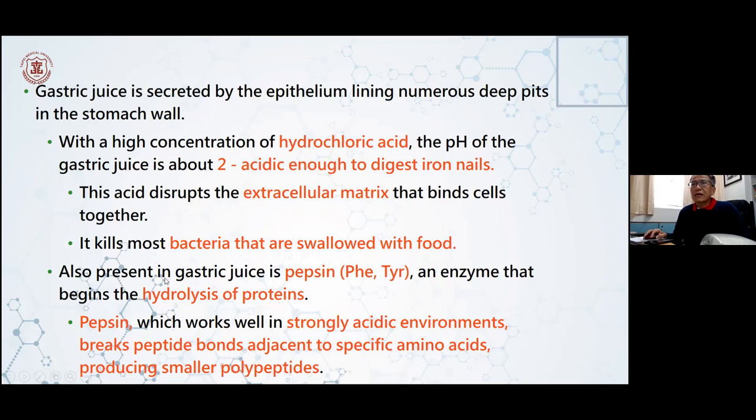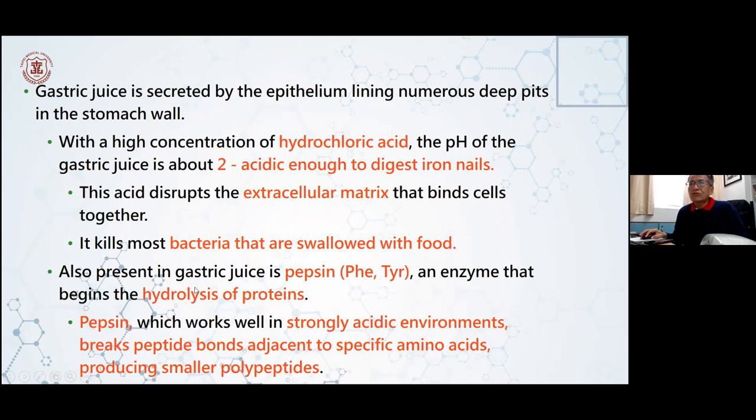In the gastric juice, there is an important enzyme called pepsin. Pepsin is a protease. Pepsin recognizes two amino acids, phenylalanine and tyrosine, and digests at the site of phenylalanine and tyrosine. This enzyme hydrolyzes protein. Pepsin works well in acid environments and cleaves peptide bonds adjacent to these specific amino acids, phenylalanine and tyrosine. It digests the protein into small polypeptides, not amino acids.